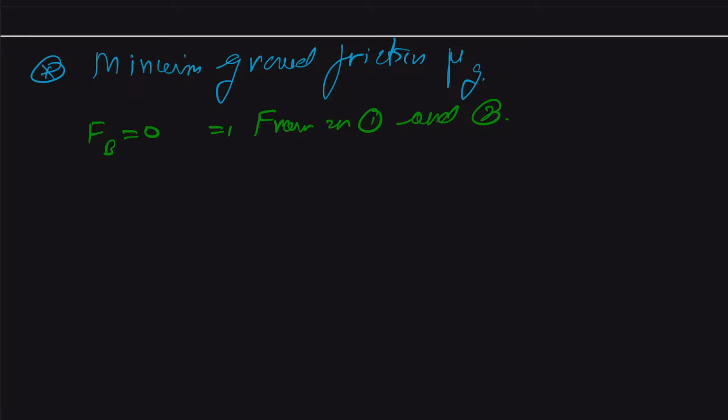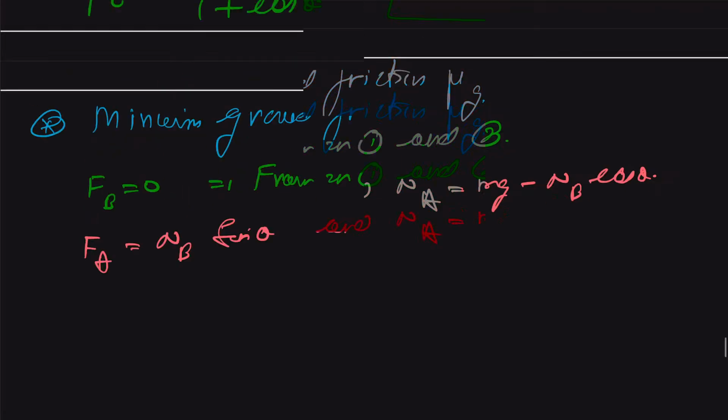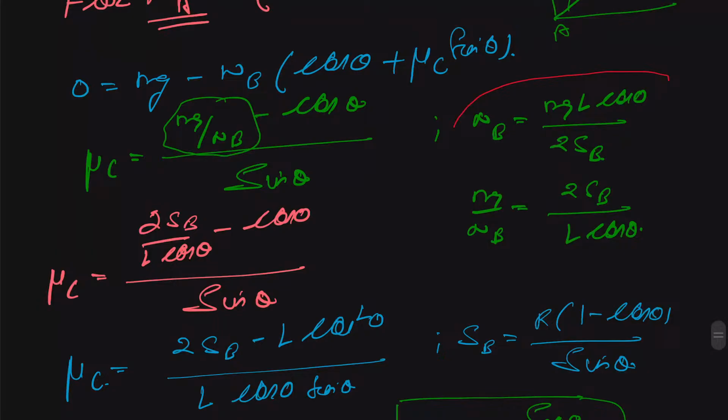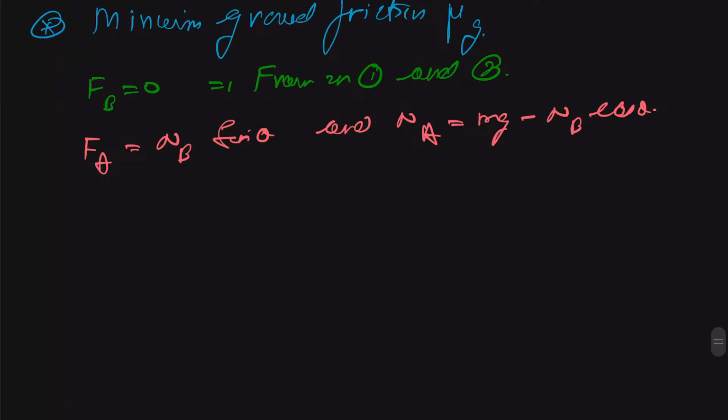So we get our F of A is equal to N B sine theta, and we get our N of A is equal to mg minus N B cos theta. And N B we already know is mgL cos theta over twice S B. So we already know that our N of B is mgL cos theta over twice S B.